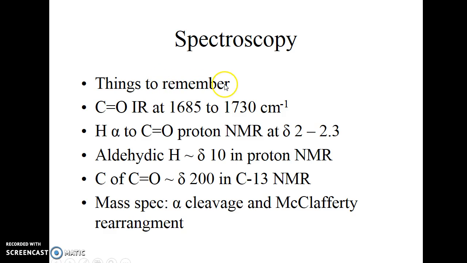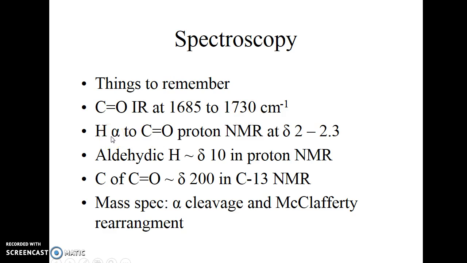Remember spectroscopy? We've really already learned all of these things. IR, we have a carbonyl. Where do we see the carbonyl? 1685 to 1730 for aldehydes and ketones, approximately. You can get outside of that range occasionally.